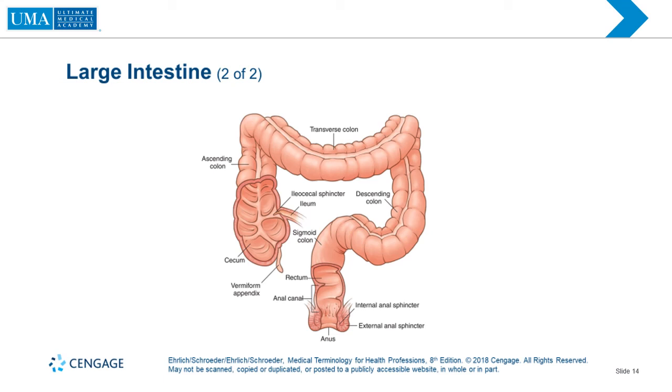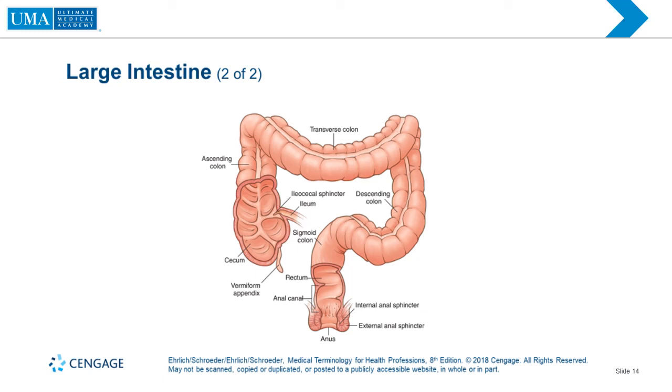So let's take a look at the first part of the large intestine, which is the cecum. And this is a pouch that lies on the right side of our abdomen. It extends from the end of the ileum to the beginning of the colon. Now, within the cecum, we have the ileocecal sphincter, and again, a muscle-like ring that controls the flow from the ileum of the small intestine into the cecum of the large intestine.